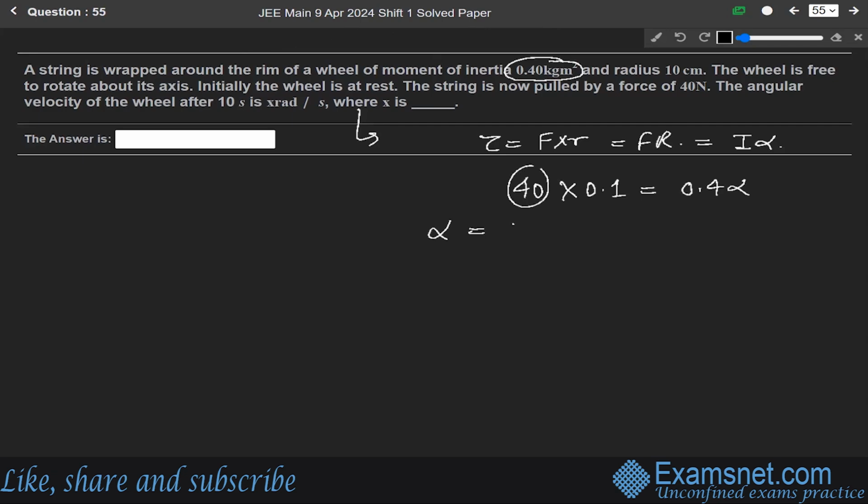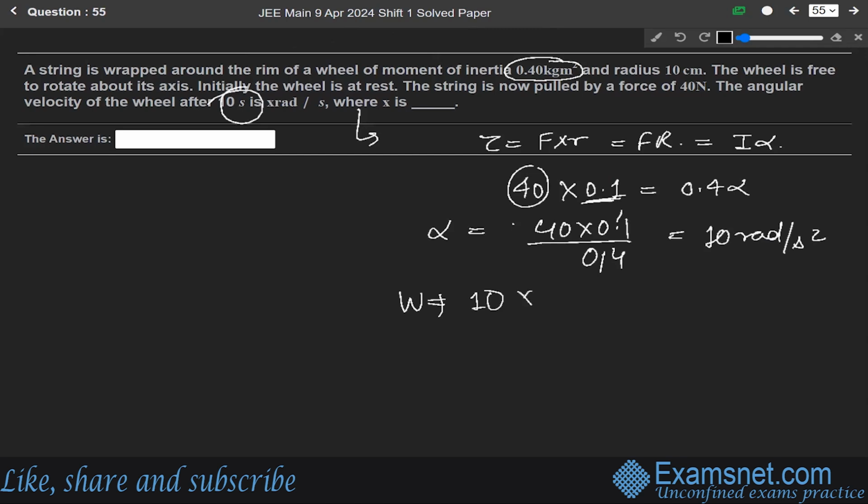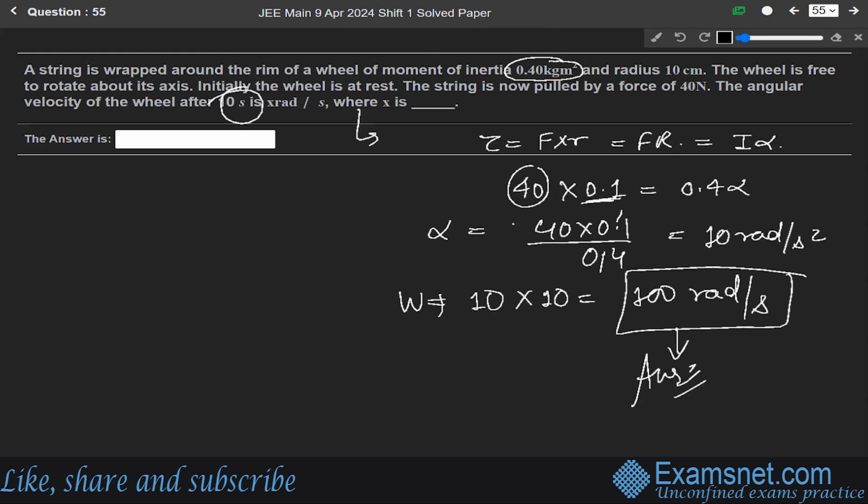F into r, 0.1 in meters, equals I into alpha, which is 0.4 into alpha. So alpha will be 40 into 0.1 over 0.4. Solving it, we get alpha as 10 radian per second square. So the angular velocity of the wheel will be 10 into 10 seconds, which equals 100 radian per second. Okay, this is the answer.